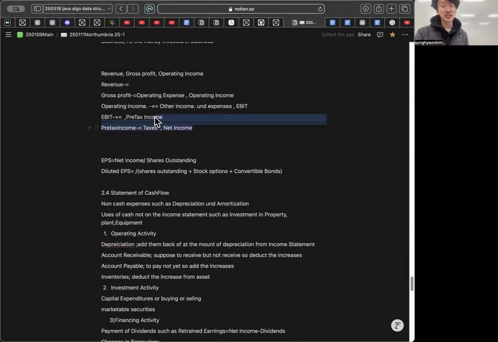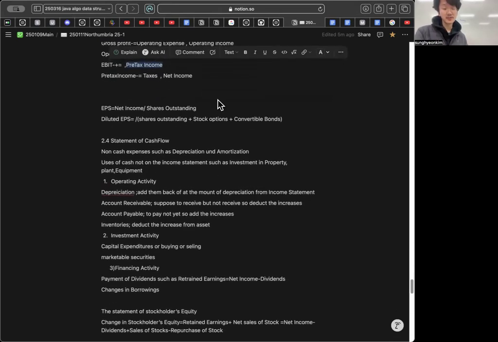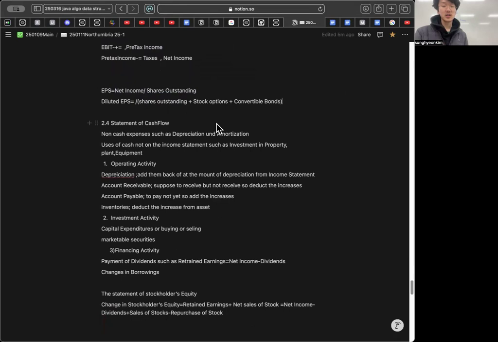And this is the logic of the income statement. Revenue minus something equals gross profit, minus operating expense equals operating income, minus or plus something becomes EBIT. EBIT minus or plus something equals pre-tax income. Then pre-tax income minus tax becomes net income. With this net income, we can analyze EPS and we can get diluted EPS, which adds convertible securities like stock options and convertible bonds to shares outstanding.